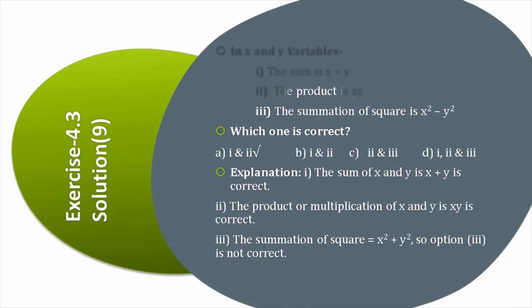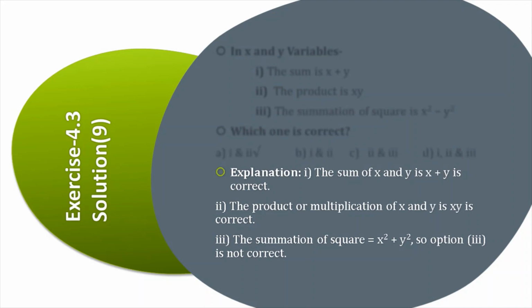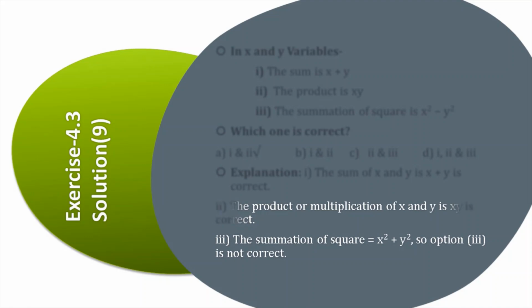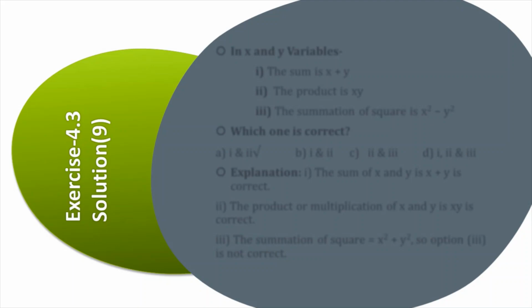So my dear, this is the question. The summation of squares is x square minus y square. That is not correct because, as you know, if we write x square minus y square, that would be the subtraction.